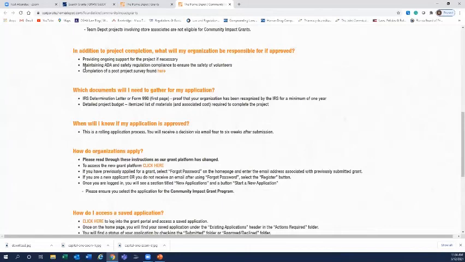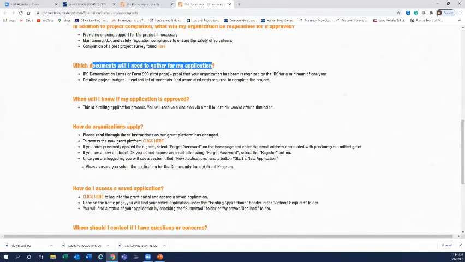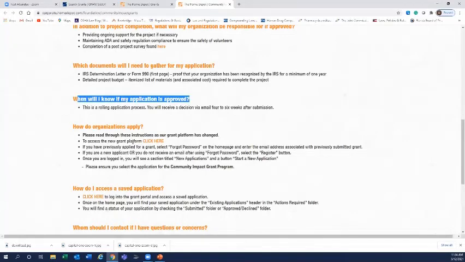They have documents that they need you to submit. They have information of when you will know if you were approved. And again, the most important thing is, how do I submit? You submit on your platform. So in order to complete the grant, you do need to log into the portal. So that really brings me to the next step and the next phase of this process.